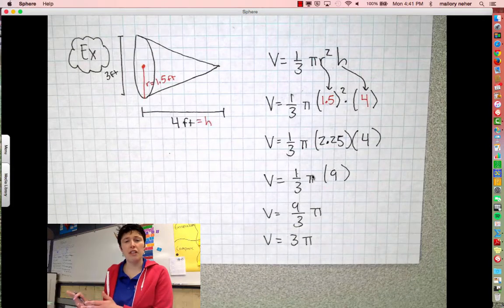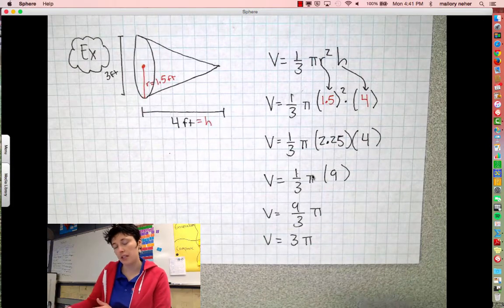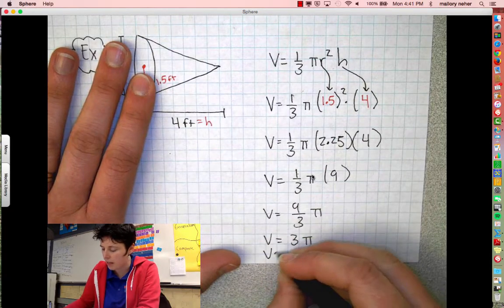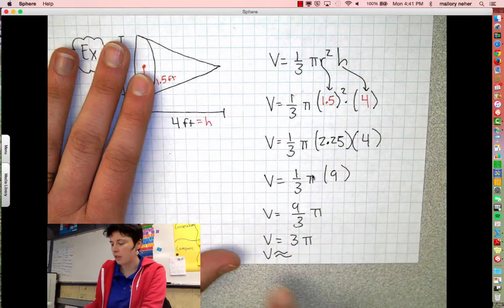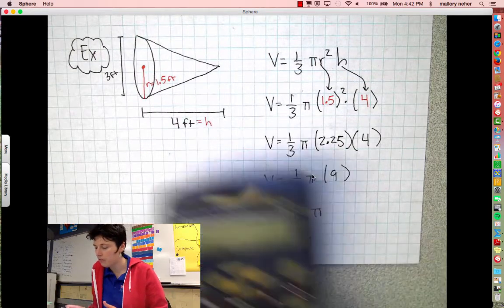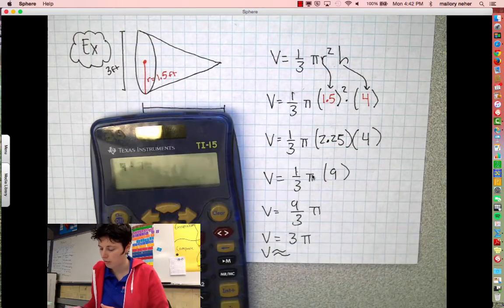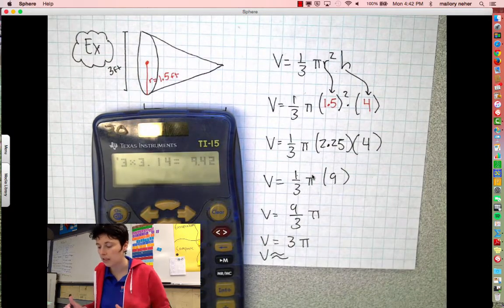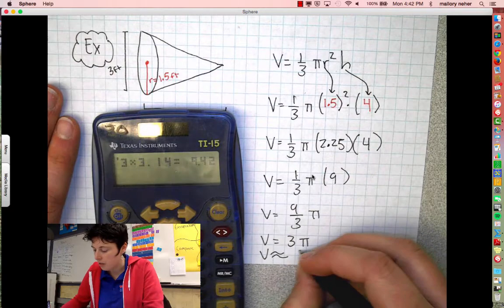And if I didn't have a calculator, I would for sure stop at this step, 3 pi. But because I have a calculator, and I know pi is that decimal that goes forever, I'm going to change this to an about equal sign. And I'm going to multiply 3 times 3.14, and I'm going to figure out what that is. About 9.42. So 9.42.